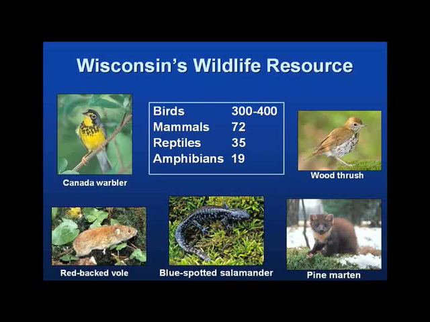Amphibians, we have a single toad species, that's the American toad. We have 11 different frogs, and there are about 7 different salamander species. So that's a quick look at the different wildlife species that we have in the state and your opportunity or species to consider to manage for.